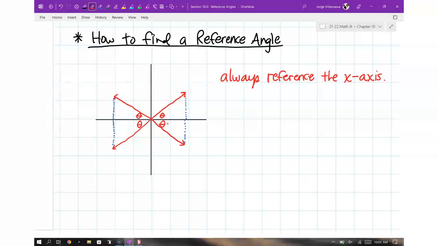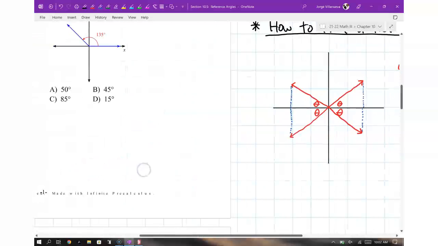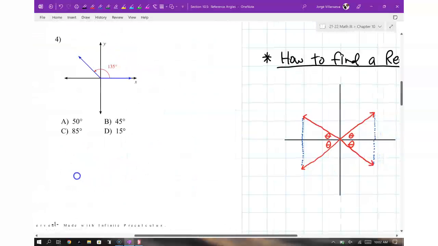So remember, referencing the x-axis, we may have to convert some angles. And don't forget 180 degrees and 360 degrees. Those are the two main ones that we have to use. So let's look at some problems really quick. Let's look at number 4, since it's right here.